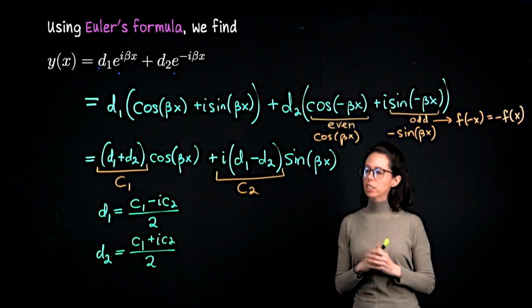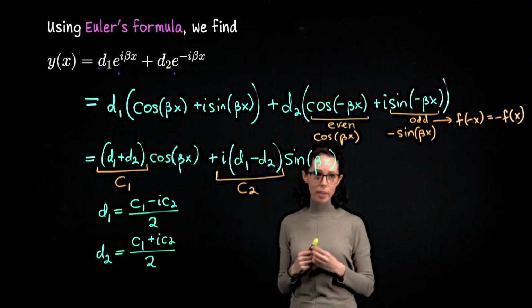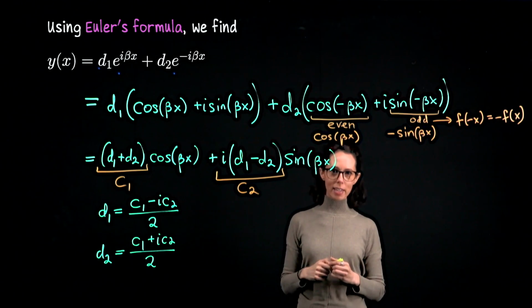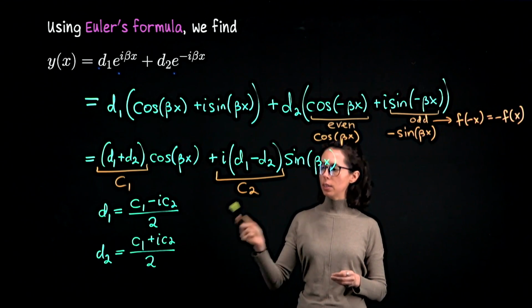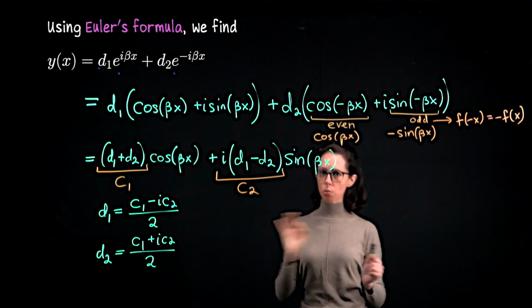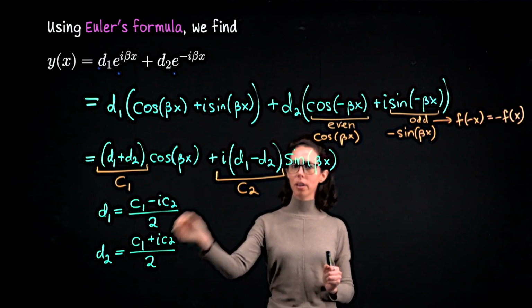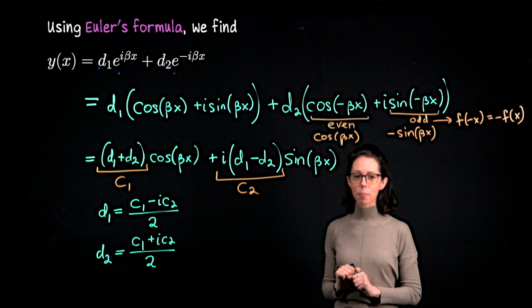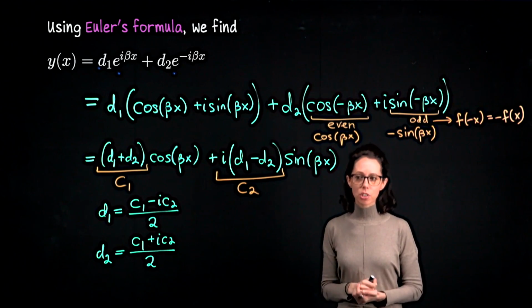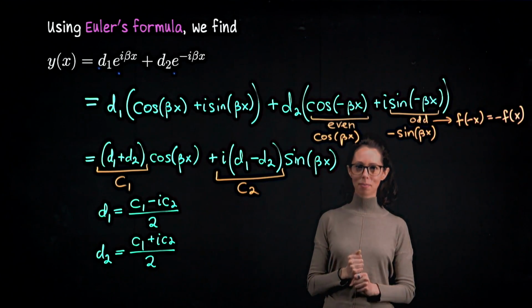It's a nice little exercise with complex numbers to see that this is the correct way to choose d1 and d2. So why don't we pause for a second and see what happens if you take d1 and d2 the way that I've written them here, add them together. Does this simplify to just the real number c1? And then what happens if you take d1 minus d2 and then scale it or multiply it by the number i? Do we end up with just a real number that we've named c2? And then I will come back and finish the computation.